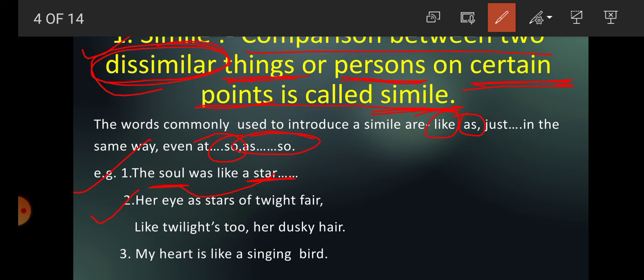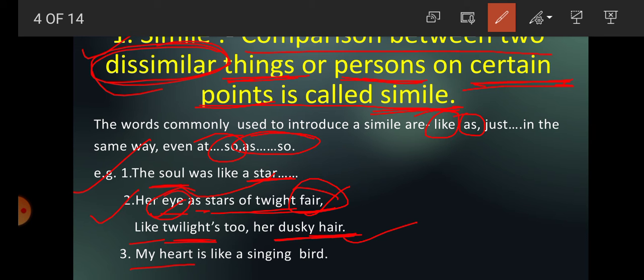Second example, students: her eyes as stars of twilight fair. So eyes and stars of twilight fair both are compared here. And why is the comparison done? Because the eyes and the stars of twilight fair are also shining. Like twilight to her dusky hair. So students, like twilight to her dusky hair. Here twilight and dusky hair are compared with the word like.